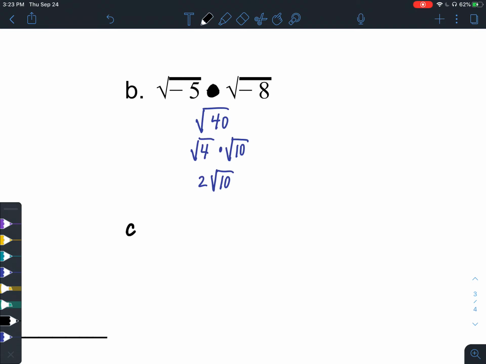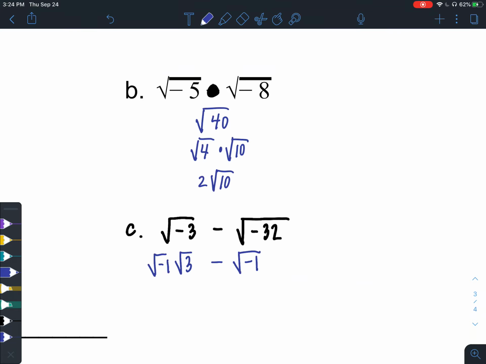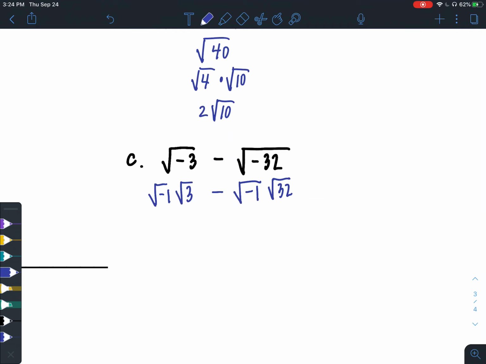Let's go ahead and do a subtraction problem. Let's do the square root of negative 3 minus the square root of negative 32. Yeah, that's a good one. Okay, so the square root of negative 3, I can rewrite as the square root of negative 1 times the square root of 3, and then this as the square root of negative 1 times the square root of 32. Can't break down this one anymore, so we can go ahead and write this as i radical 3.